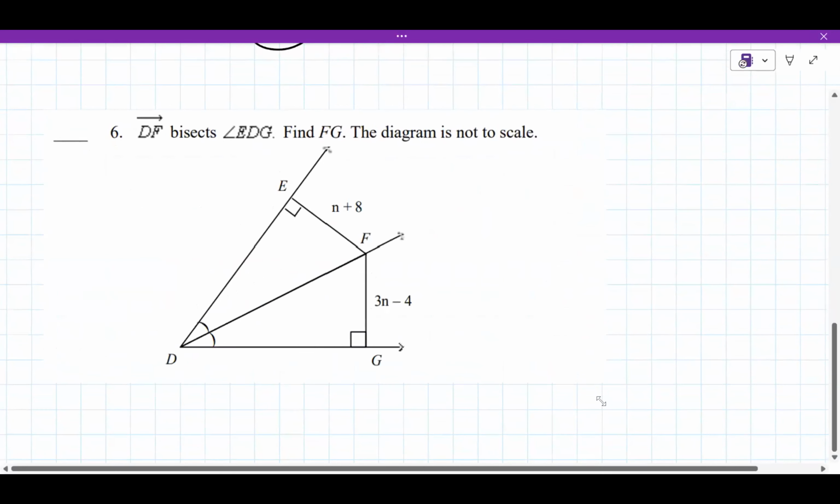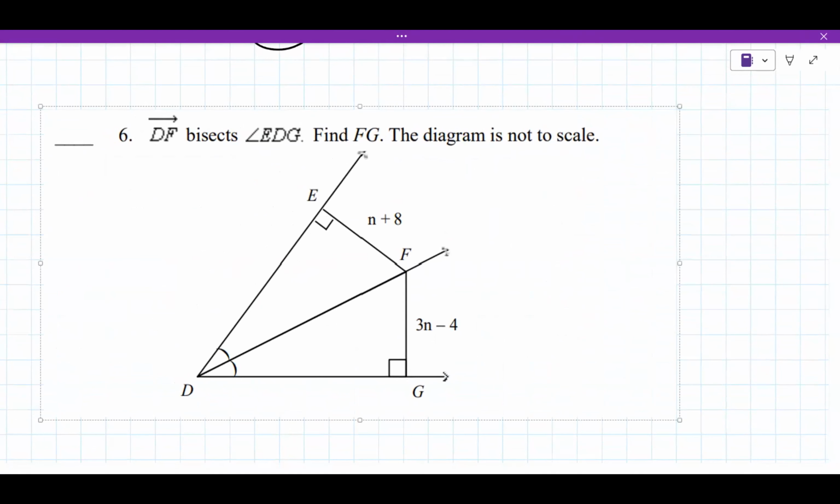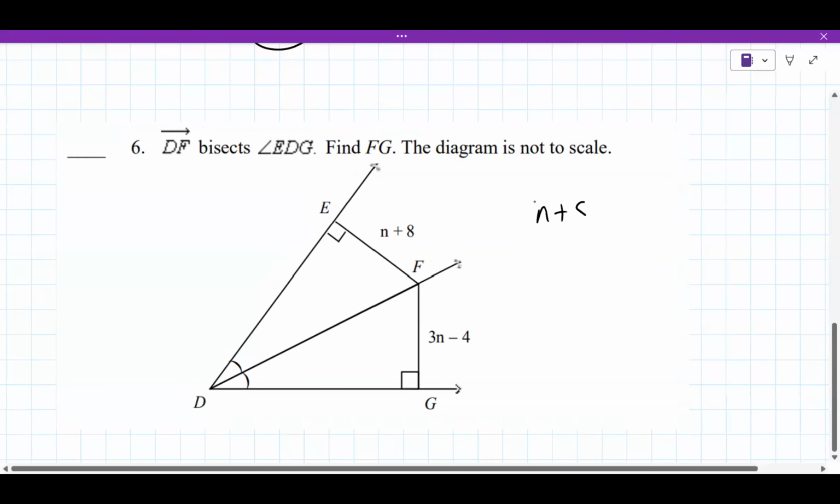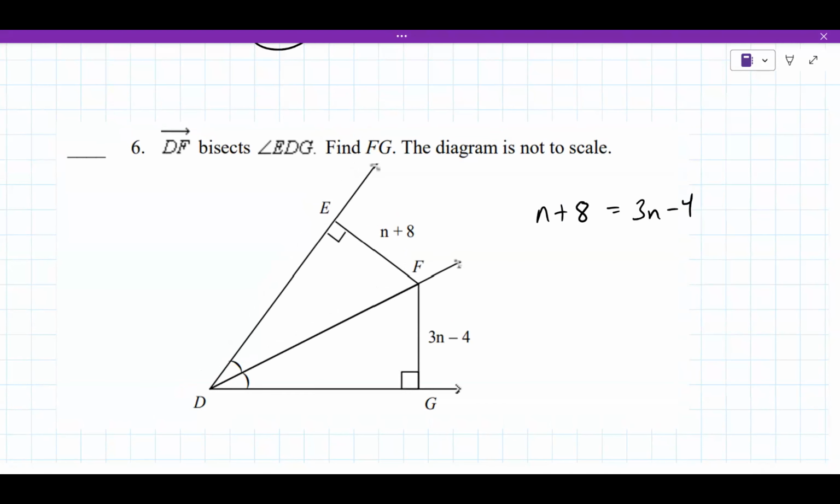So this one I would do n plus 8 equals 3n minus 4. I would add 8 to both sides first. Hang on a second. If you have positive 8, you undo it by subtracting 8. So would I also just subtract 4 again, because you have to do it to both sides?